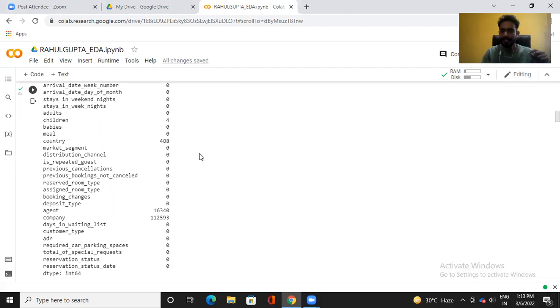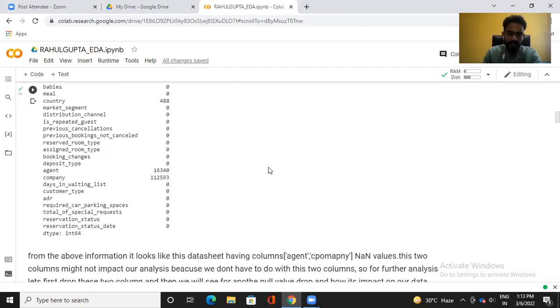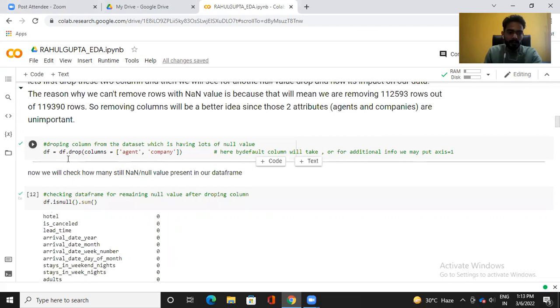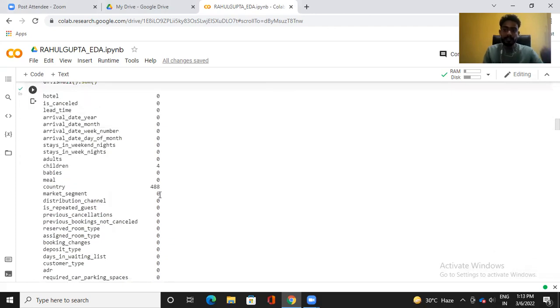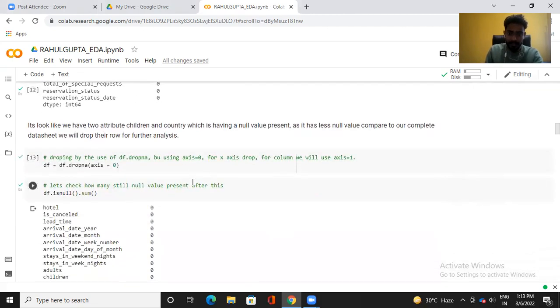So if I delete the rows of children and country, this will not affect our data analysis too much. Firstly, I dropped columns like agent and company using drop, and then I checked which null values are present in our data. I saw around 488 country rows and four children's rows that were still null, so I dropped those rows.